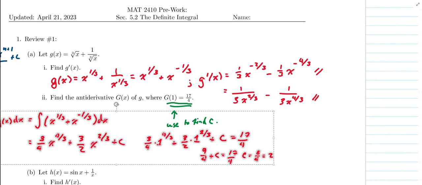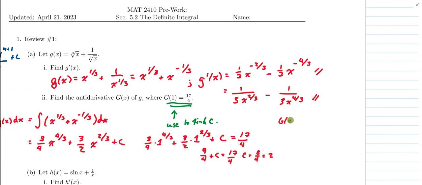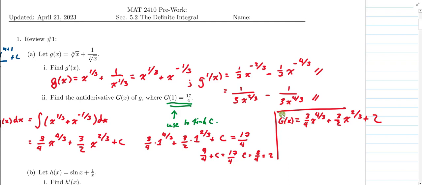Let's scoot over here. And we will say that our g of x is going to be 3/4 x to the 4/3. And while there are many ways I could rewrite this expression, I'm kind of happy writing this as x to the 4/3 power, plus then 3/2 times x to the 2/3, plus my c value, which I just computed over here. Using this initial condition, I was able to figure out that c has to be 2, so I just add that c value there. And let me just scrunch that down a little bit. Okay. And there I found the antiderivative, g of x.